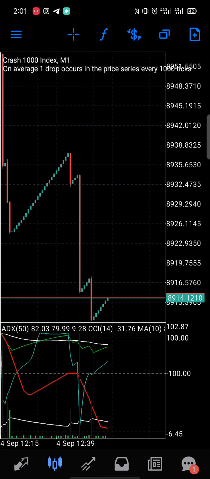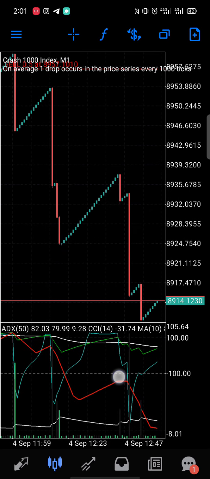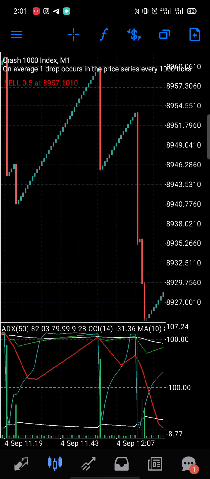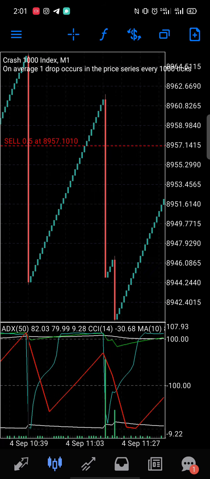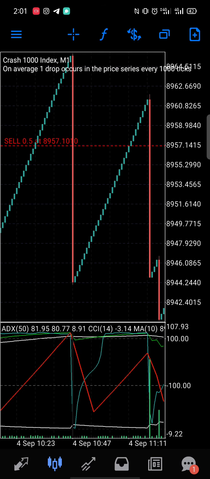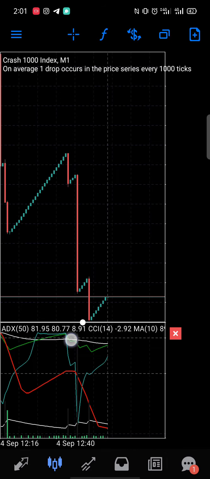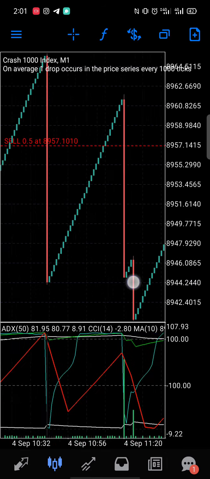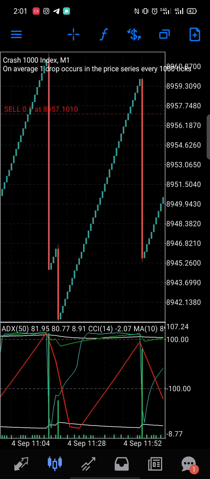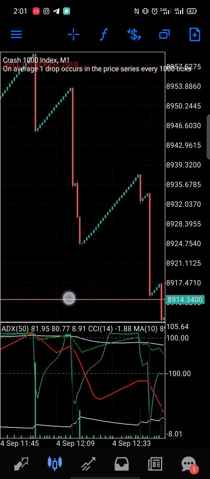I'm expecting another spike for crash 500, crash 1000. I'm expecting another spike soon. Crash 1000 is going to say. Okay, let's talk about the reason for the price action. Look, when I started this trade, I entered at this point. When I saw this intersection, I placed a sell. Then look, it spiked. It went back again. It spiked. Went back again. It spiked. I was keeping the trade.